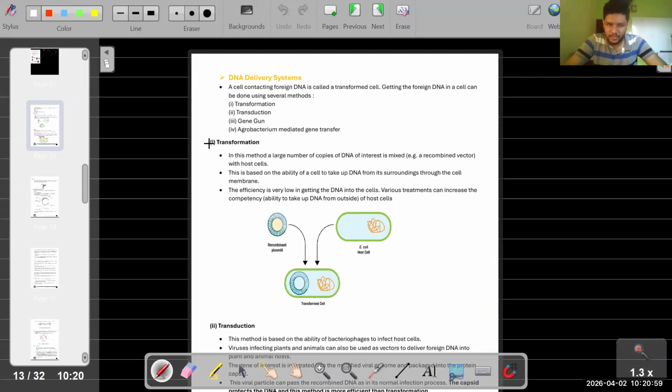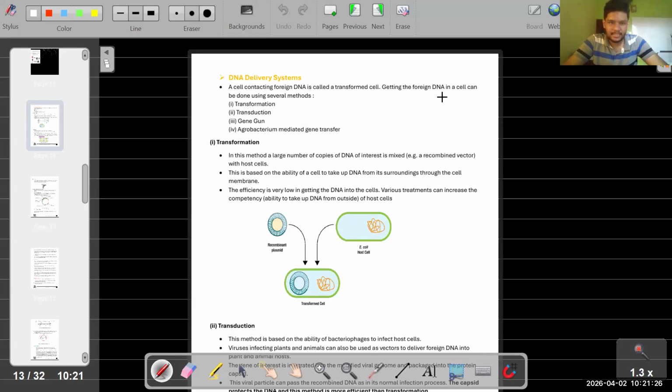Actually, transformation is one of the types. There are other types also, right? So transformation is one of those types. A cell containing a foreign DNA is called a transformed cell. Now this is a definition. Make sure to collect those definitions from unit number 7, right? A cell that contains a foreign DNA is called a transformed cell.